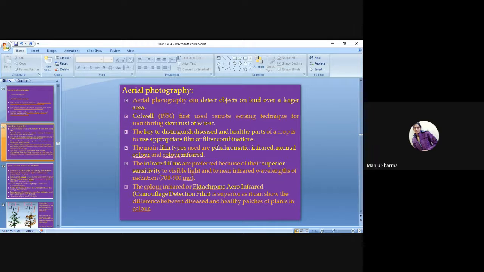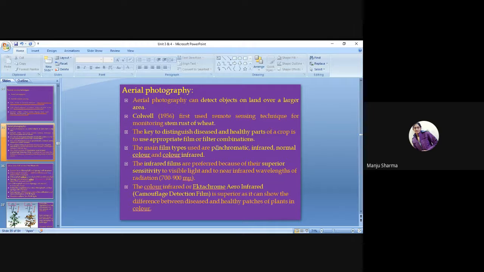The first is aerial photography. Aerial photography can detect objects and land over a larger area. Colwell in 1956 first used remote sensing techniques for monitoring stem rust of wheat.